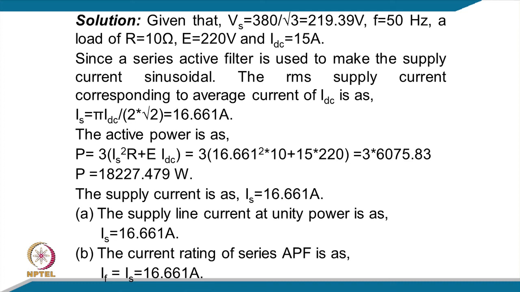Since a series active filter is used to make the supply current sinusoidal, the RMS supply current corresponding to the average current IDC will be 16.661 ampere, and the active power will be 3 ISC square R plus EDC. Putting in the values, we get the active power of all 3 phases as 18,227.479, and from this we can calculate the supply current. From this, as we have calculated, it comes to 16.661 ampere, and the current rating of the series active filter is also the same, 16.661 ampere.